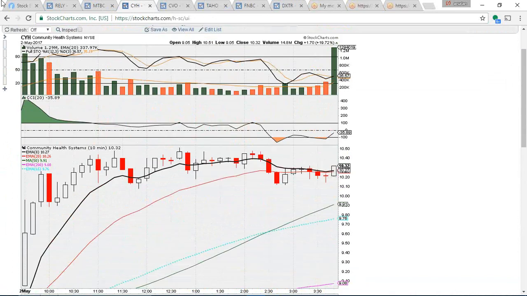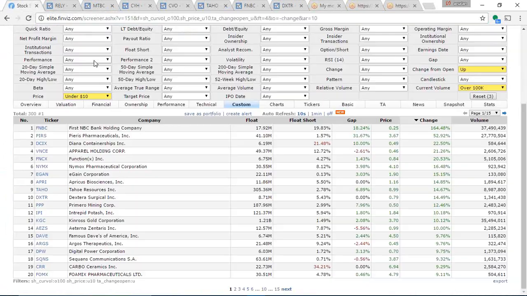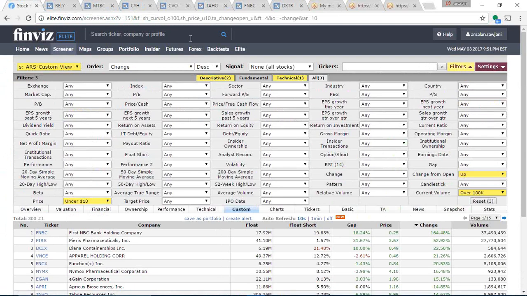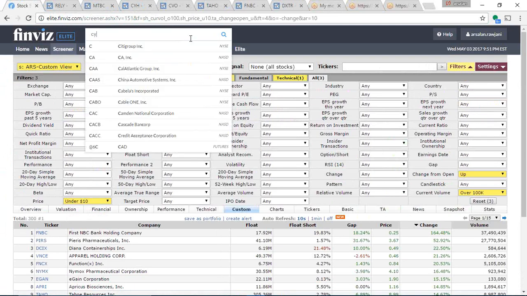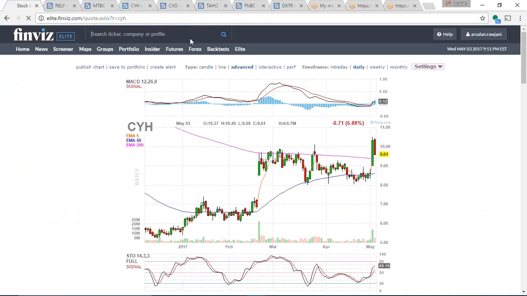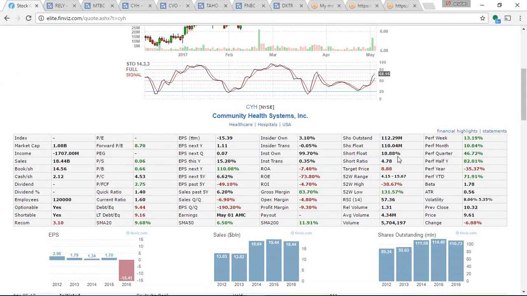And this was a very, very beautiful setup. And let me look at the float for this stock. And for those of you who need to brush up on your glossary, the float basically means the amount of shares available to purchase for a certain stock. The float for this was 110 million, which is high.